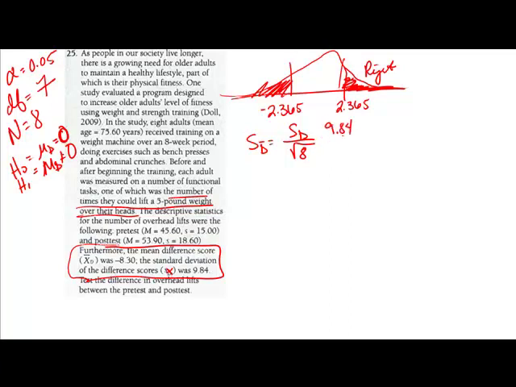9.84 divided by, let's see, the square root of 8 is 2.828. So 9.84 divided by 2.83 is 3.477. We should probably call that 3.48.